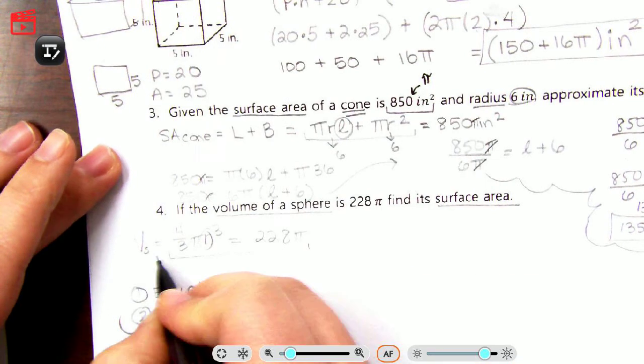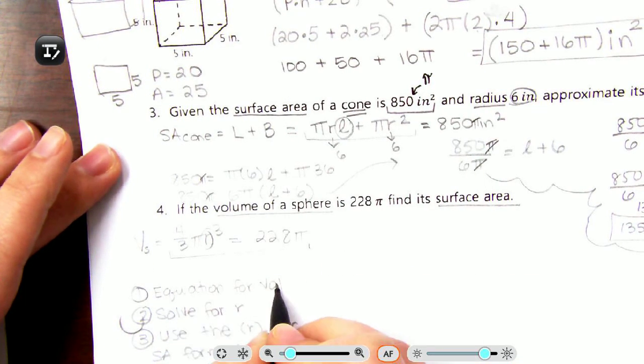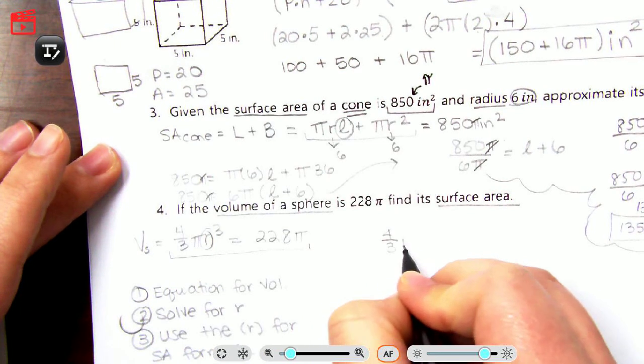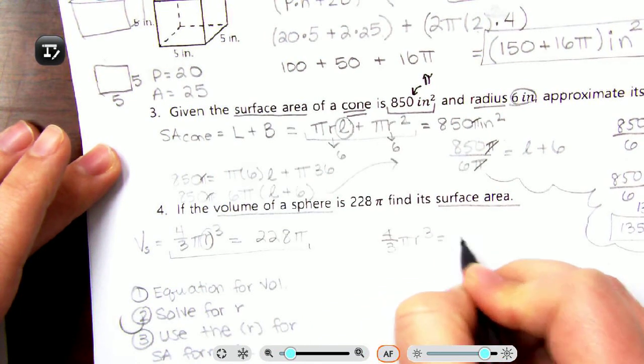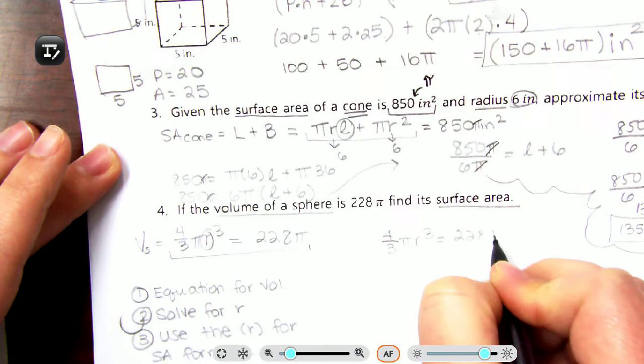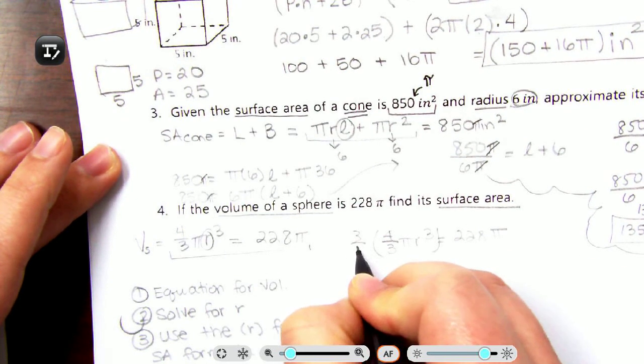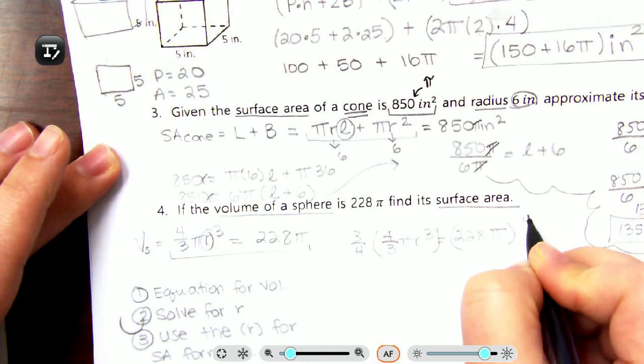Okay, so let's do that. We have the equation, so we're done with step number 1. Solve for r. I'm going to rewrite that. 4/3 pi r cubed is equal to 228 pi. I'm going to multiply both sides by 3/4 to get rid of my fraction.